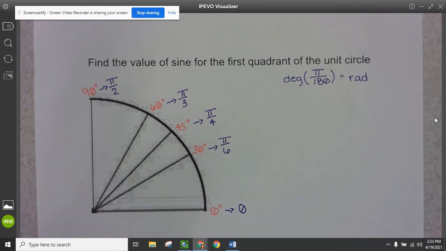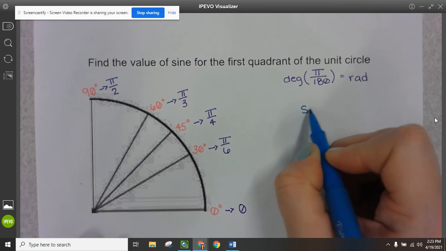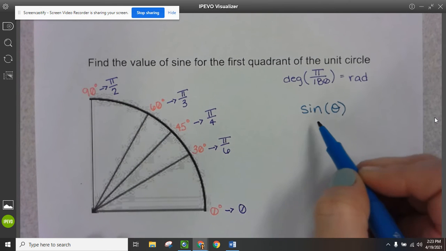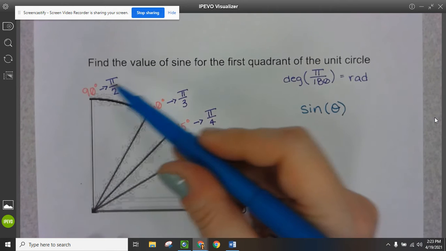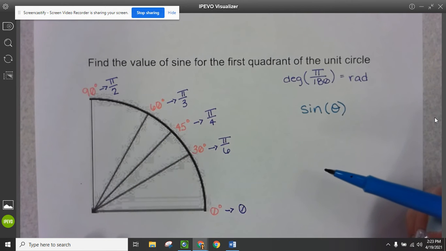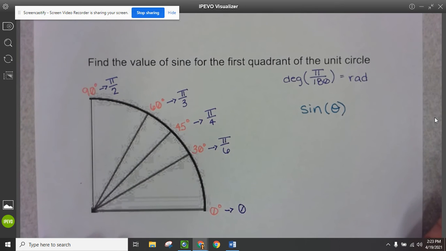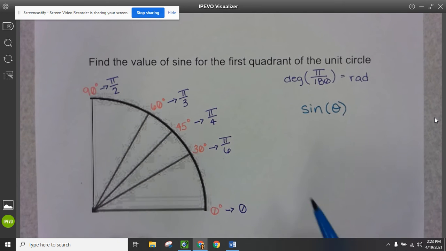And I'm going to do sine of all of these angles. So now I'm going to do sine of theta. Now, if you're doing radians, you need to make sure that your calculator is in radian measurement. If you're using degrees, then your calculator would be in degree mode. Seems pretty self-explanatory, but just so you are aware, make sure if you're in degree mode, you're doing degrees.